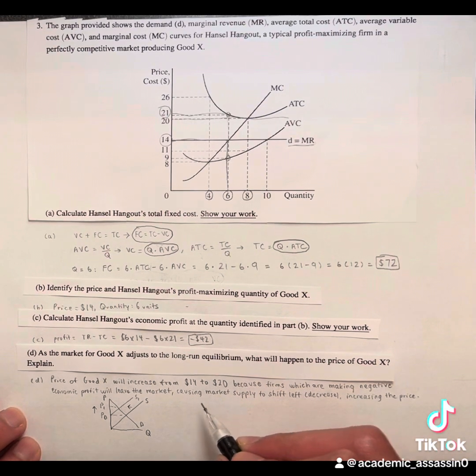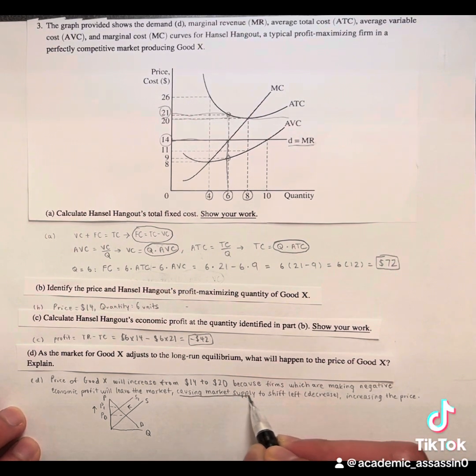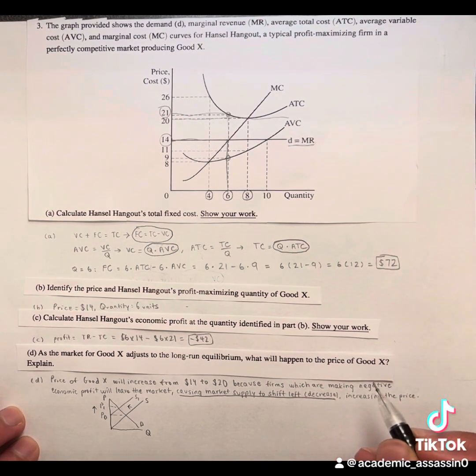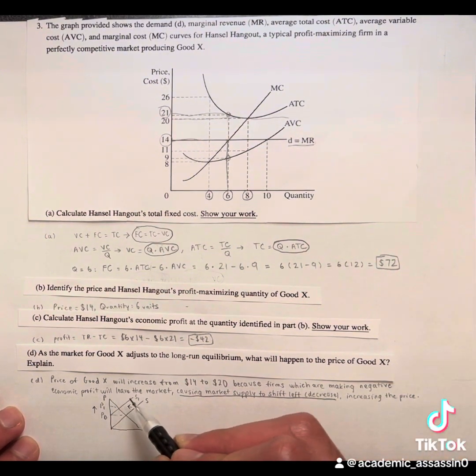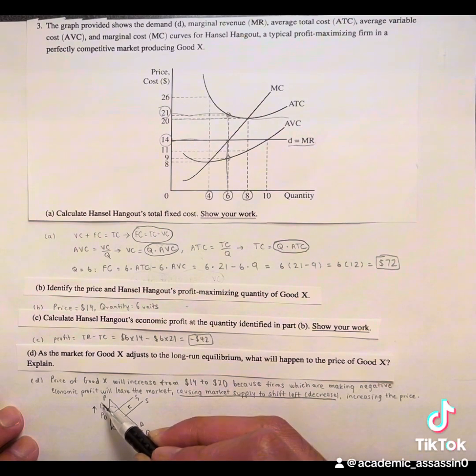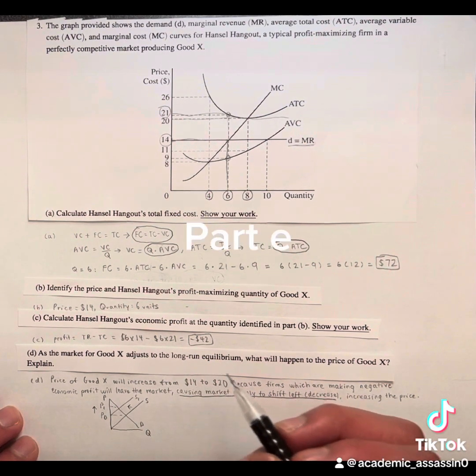So I just want to explain this part right here. The market supply will shift left because firms are leaving the market, and so as you can see from a regular price and quantity graph, when supply shifts left, that just increases the price level from P0 to P1.